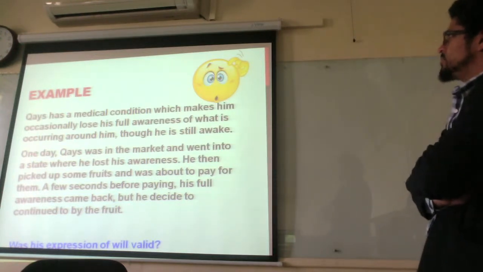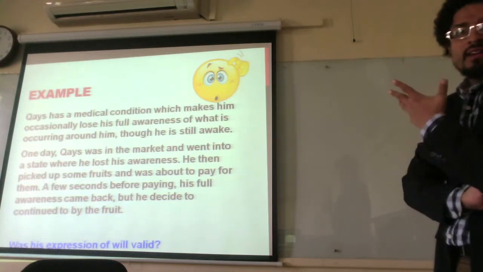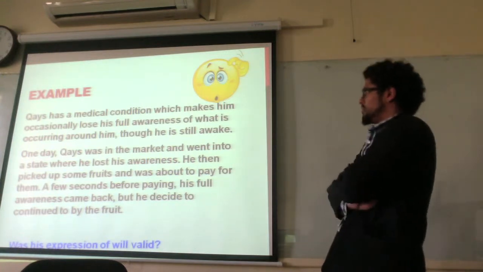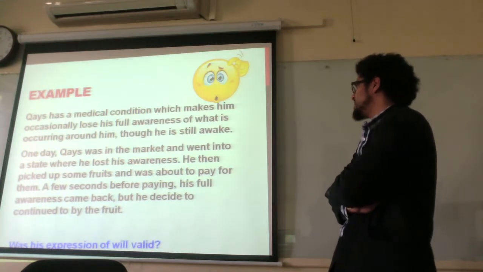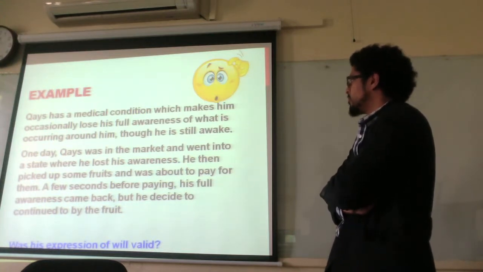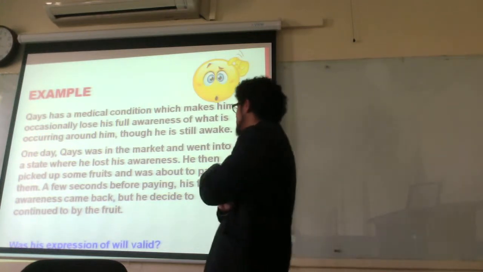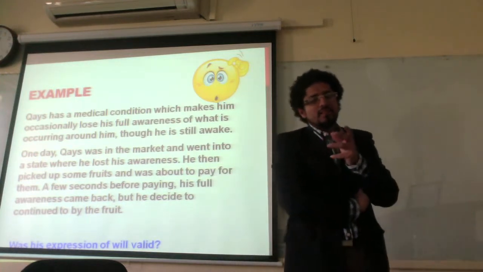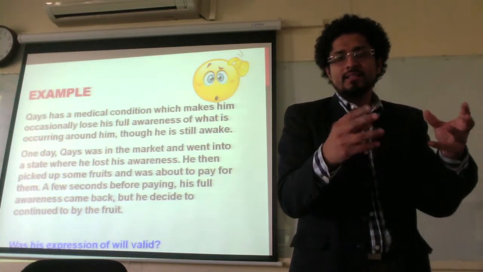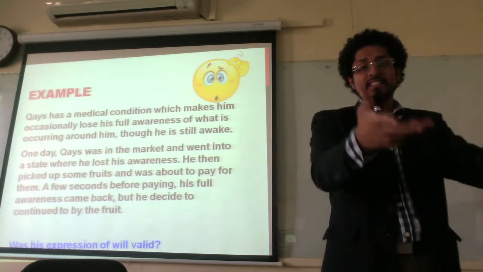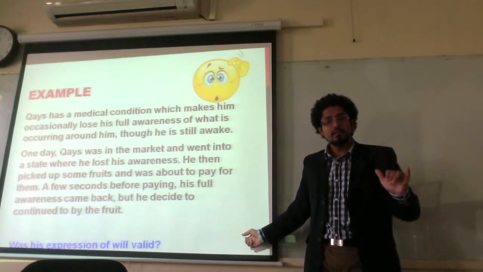Qais has a medical condition which makes him occasionally lose full awareness of what's occurring around him, though he's still awake. One day, Qais was in the market and went into a state where he lost his awareness. He then picked up some fruits and was about to pay for it. A few seconds before paying, his full awareness comes back, but he still decides to buy the fruit. So he picks up the fruit, not aware of what he's doing, 2 seconds before buying it comes back to his regular state of mind and continues to buy it. Would that be a valid expression of his will to buy it?